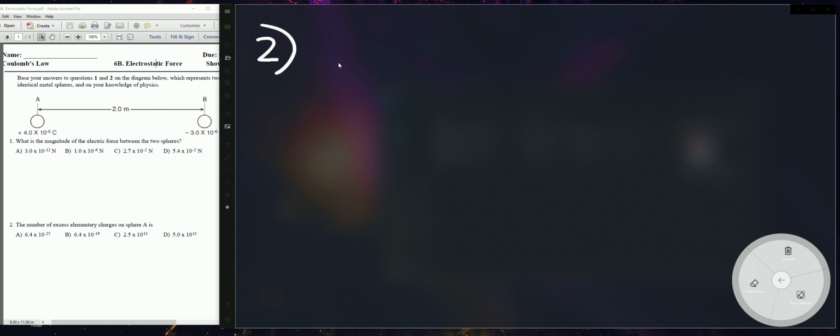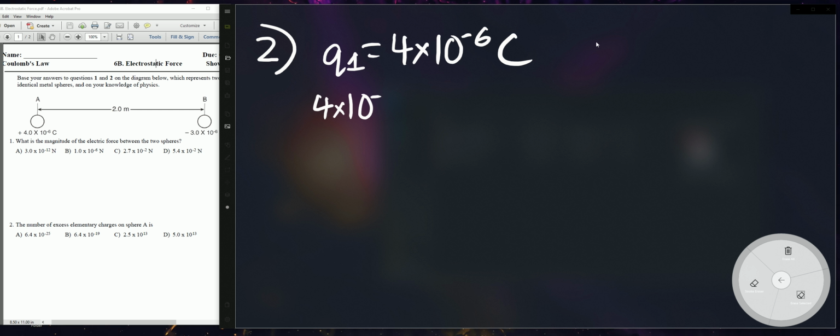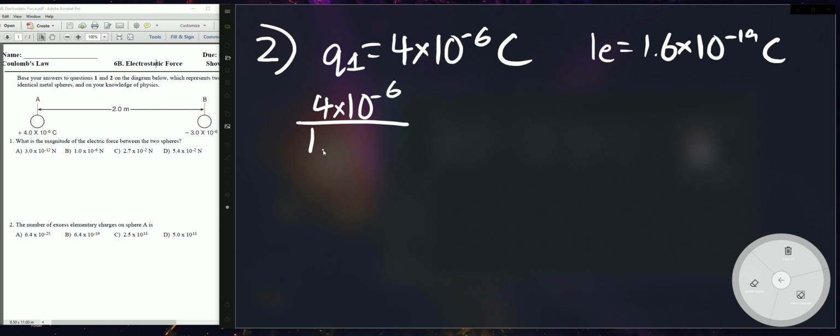So number 2, what is the number of excess elementary charges on sphere A? The charge on sphere A is 4 times 10 to the negative 6 coulombs. There are two ways to solve for this. Well, how many excess elementary charges are on the sphere? One thing you can do is, if we know that one elementary charge has a charge of 1.6 times 10 to the negative 19 coulombs, you can divide the total charge by this number, because we're dividing the total charge by the charge of one electron, and you get the number of electrons.